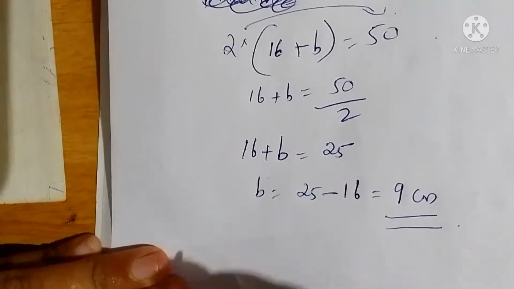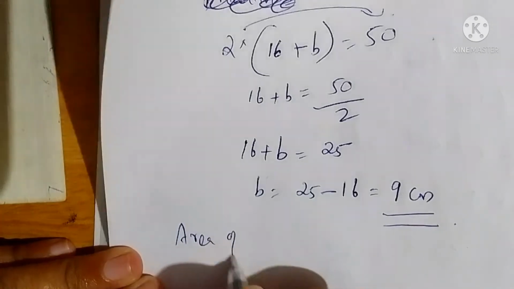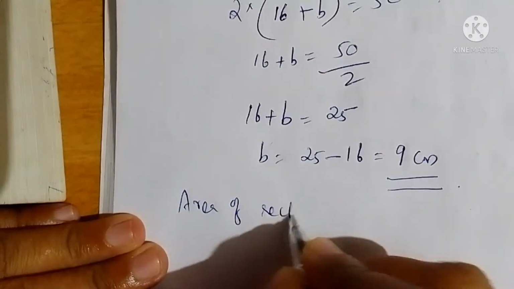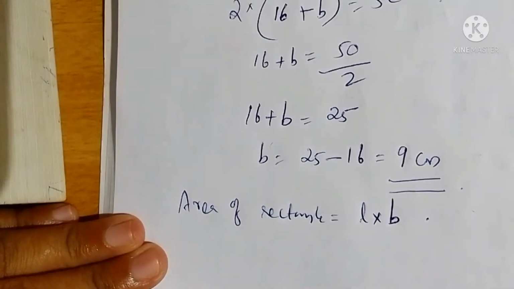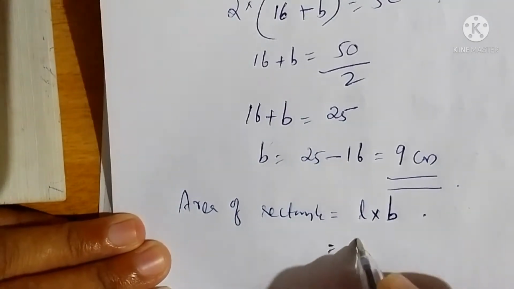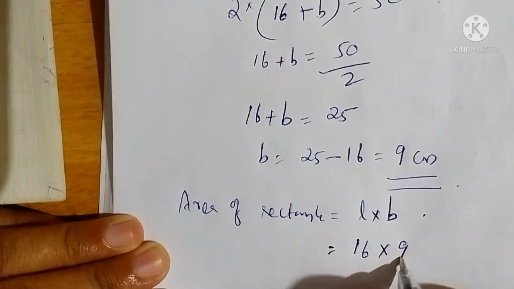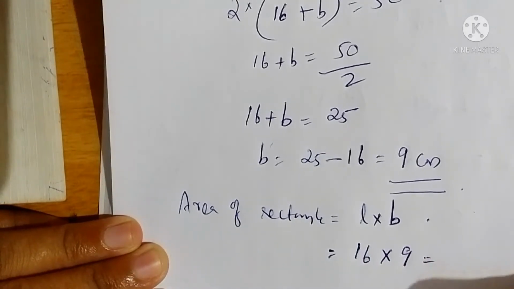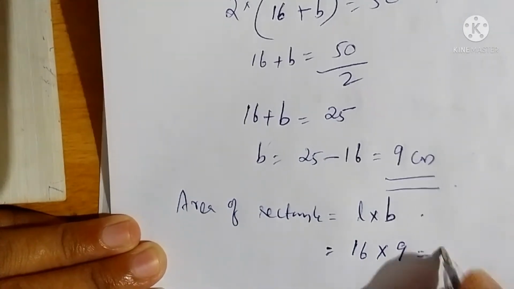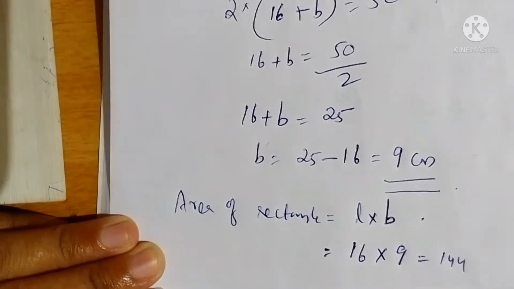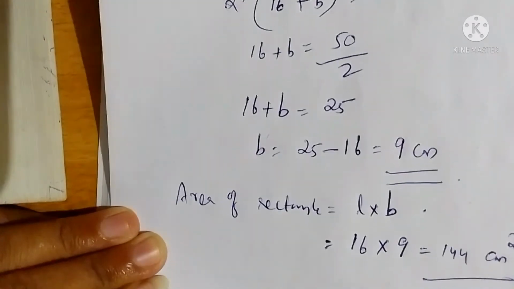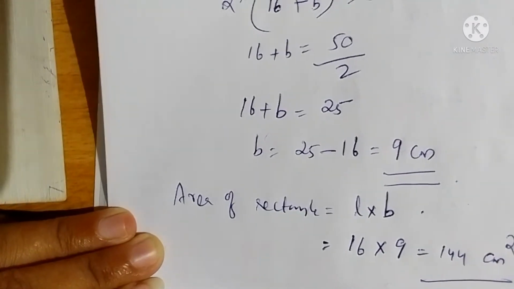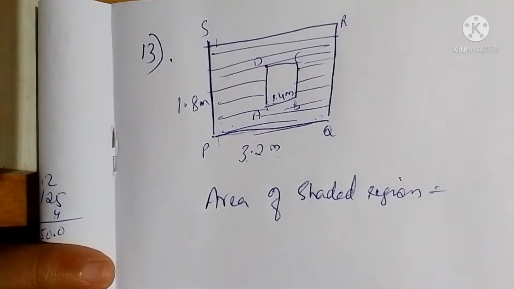Now we can find the area of the rectangle. That is the question. Area of rectangle, we know the formula, L into B, length into breadth. So length is 16 and breadth is 9. 16 into 9, you will get 144 centimeter square. This will be the area of the rectangle. Okay, 11 and 12 not needed.